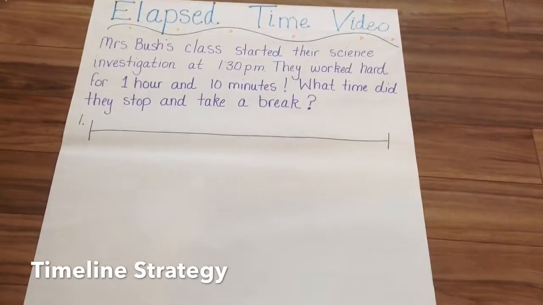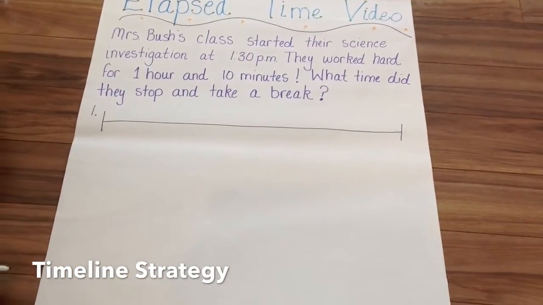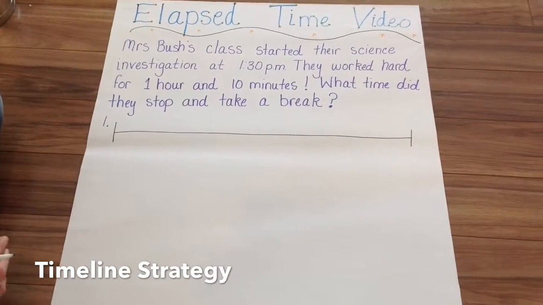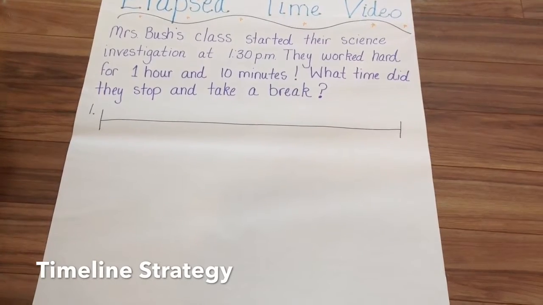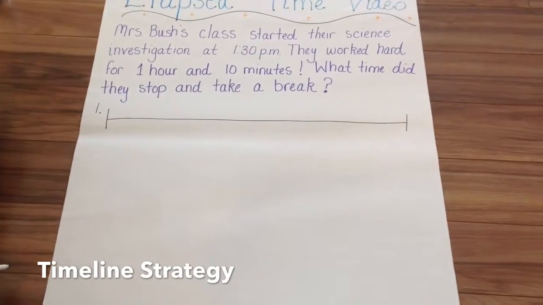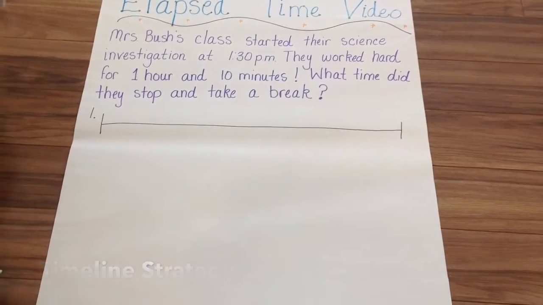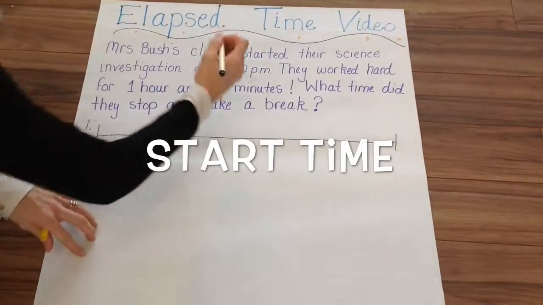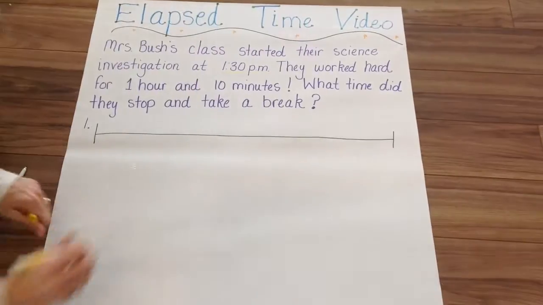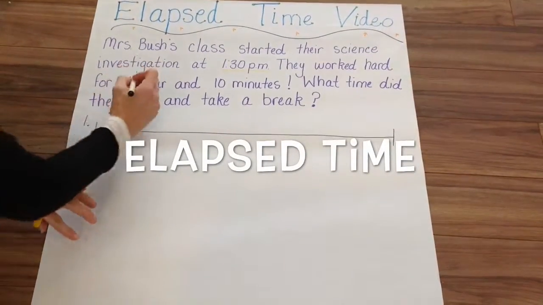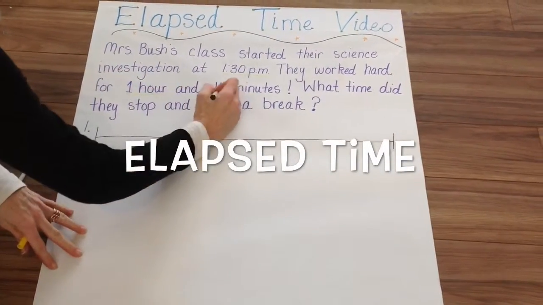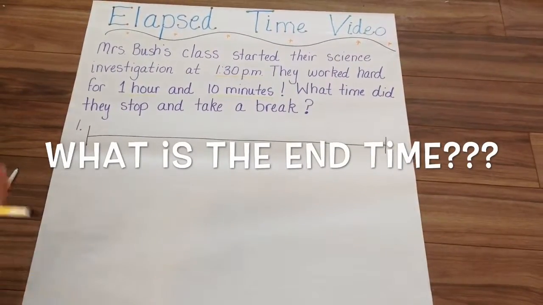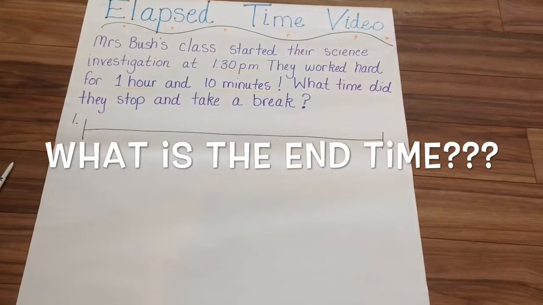It says Mrs. Bush's class started their science investigation at 1:30 p.m. They worked hard for 1 hour and 10 minutes. What time did they stop and take a break? You can see that we started at 1:30 p.m. and that we worked for 1 hour and 10 minutes. This is an example, like I said, of finding the end time. What time did they stop?